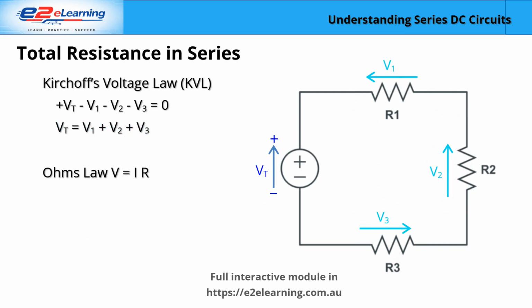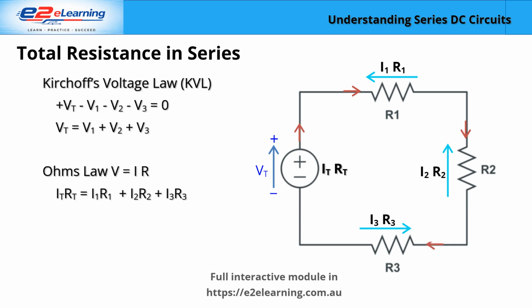Now we apply Ohm's law, where voltage equals current multiplied by resistance, V equals IR. Substituting Ohm's law into the equation, we replace each voltage term with I times R. This gives us ITRT equals I1R1 plus I2R2 plus I3R3. In a series circuit, the current is the same everywhere. So I equals IT, which equals I1 equals I2 equals I3.